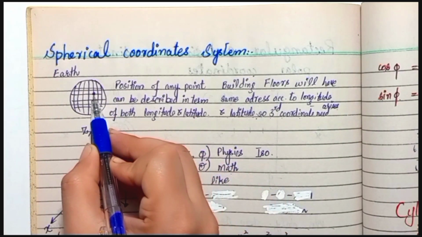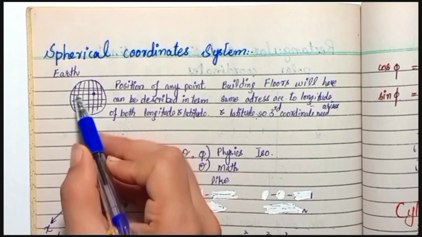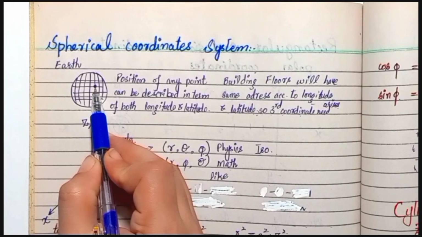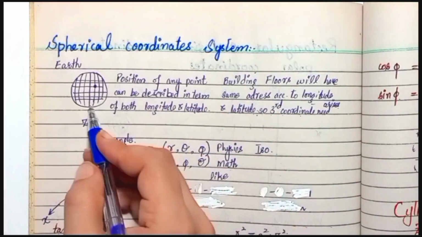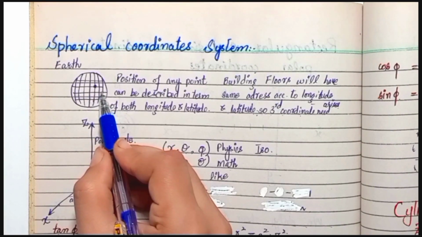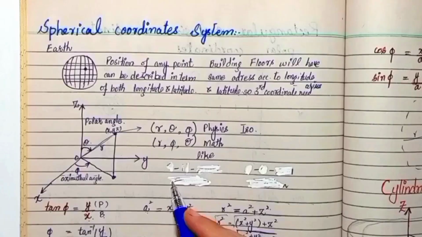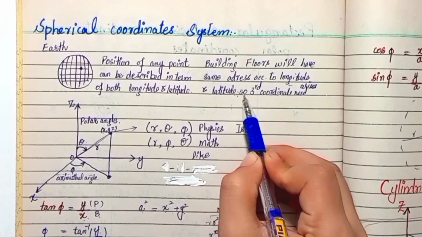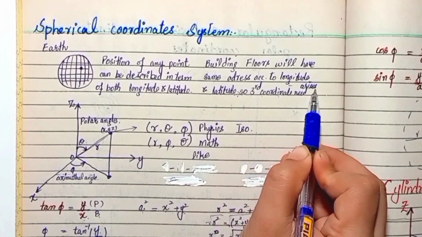But suppose we have a building on Earth with two floors. The two floors have the same address in terms of longitudes and latitudes, but they are not the same: one is above and one is below. So here the problem arises. We cannot describe the position of any body completely in terms of longitudes and latitudes. The need for a third coordinate arises, because building floors will have the same address according to longitudes and latitudes.